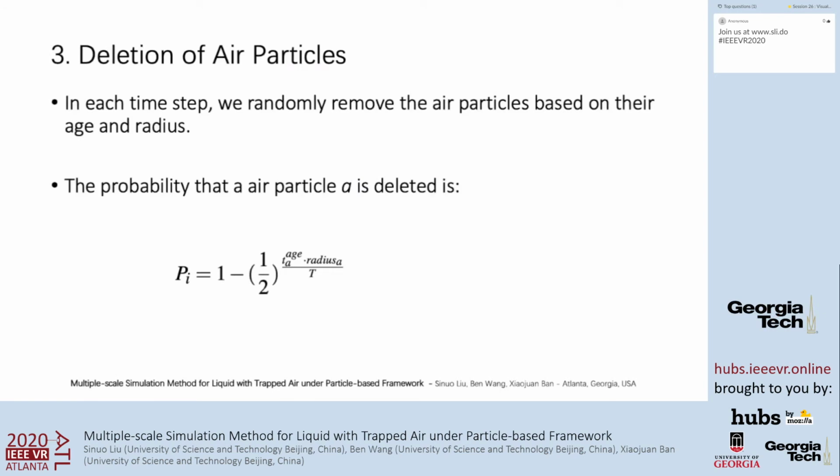Third, air particles are dynamic surviving particles. Small air particles with lower surface energy are more stable. So, in each time step, we randomly remove the air particles based on their age and radius. The probability that an air particle is deleted is controlled by this function.